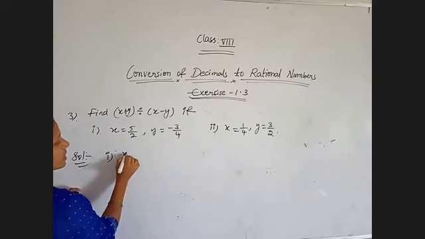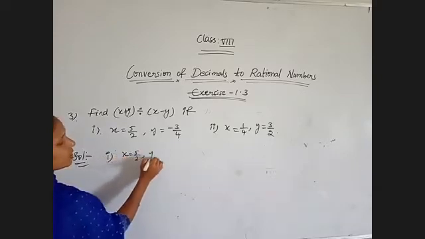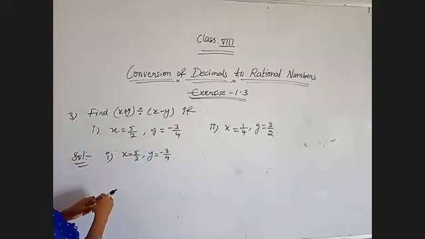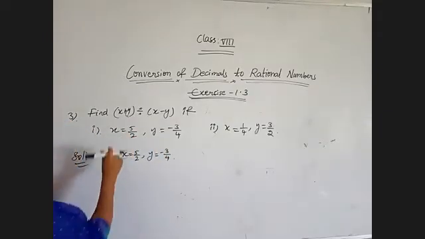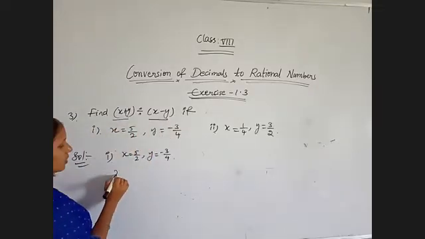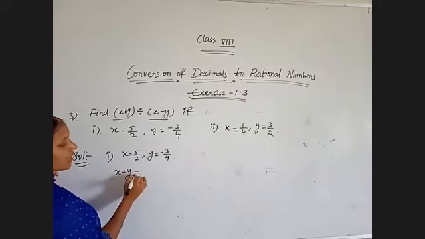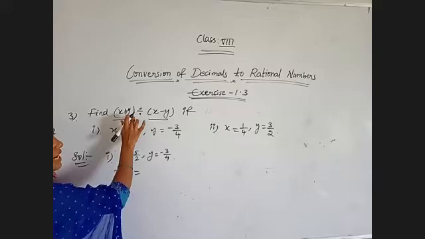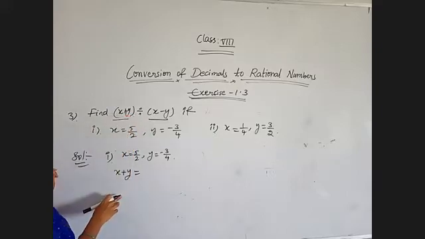Given x is equal to 5 by 2, y is equal to minus 3 by 4. So observe x plus y divided by x minus y. First of all, find their sum as well as difference. So I am finding x plus y first, because those we have in the bracket, we need to find that one only first.